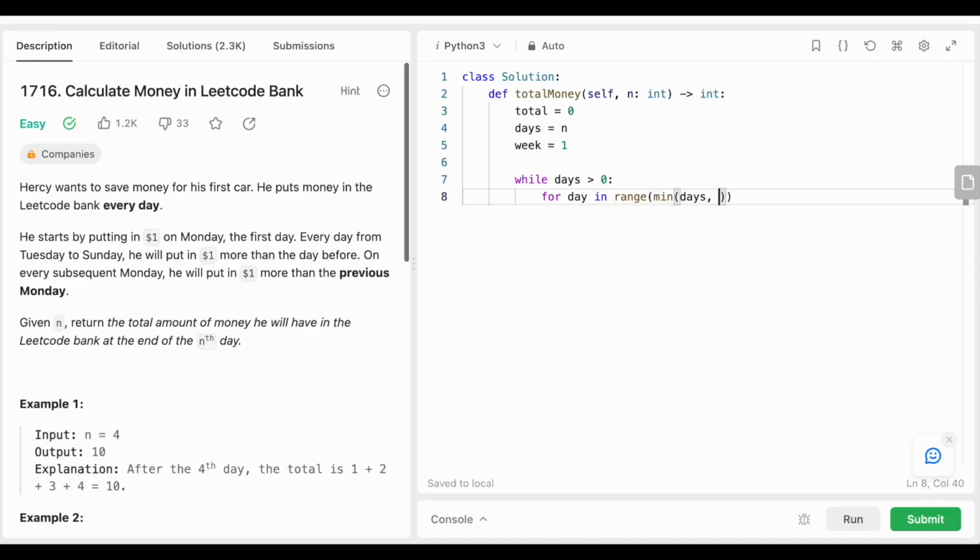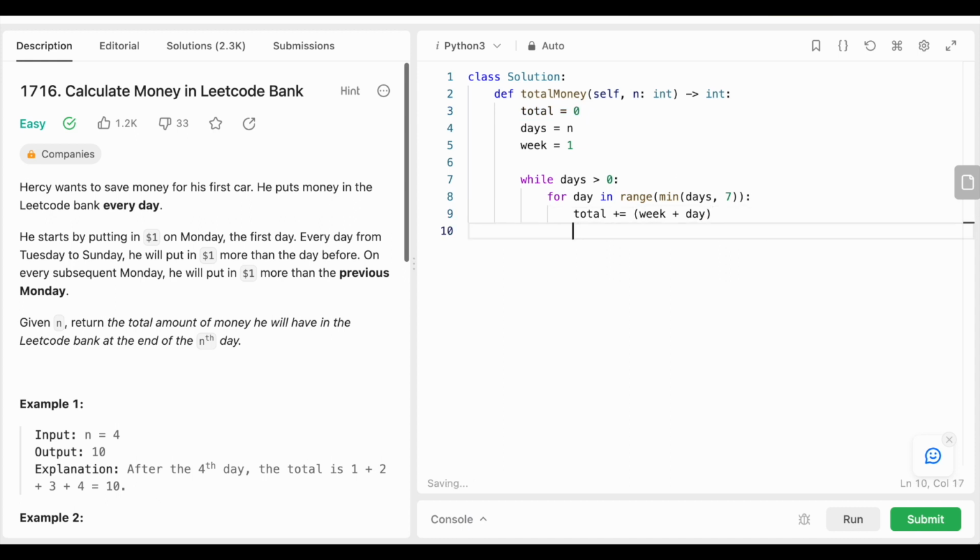So minimum of days, or 7 representing the full week, we will add to total whatever is the week we're on plus whatever is the day we're on. So the nth week plus the nth day is what we add to the total. And once we do that, we say, okay, we processed this week. So let's increment our week, but also make sure to decrement from our total days remaining.